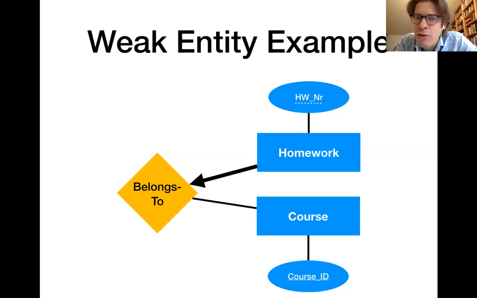Here the homework with the partial key homework number is connected via the belongs to relationship to the courses table, which has the course ID primary key. Now if you take both of them together, the homework number and the course ID, then you get a unique identifier for one specific homework. So that is the semantics of weak entities. They don't have a really unique key, but if you combine their key with the key of the owning entity, then you get a unique key. And here in this example, the weak entity is the homeworks.